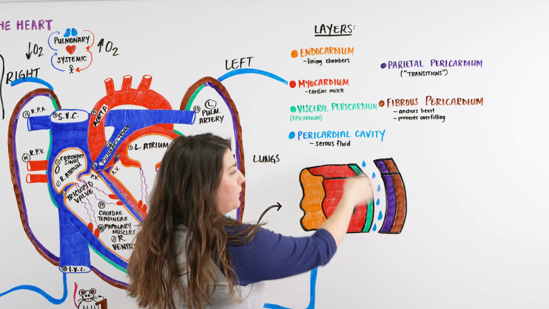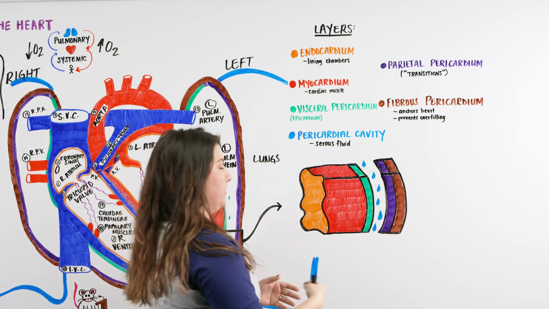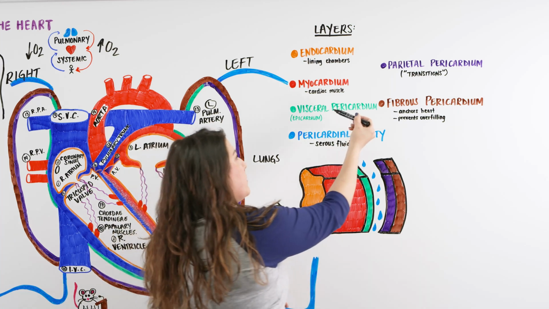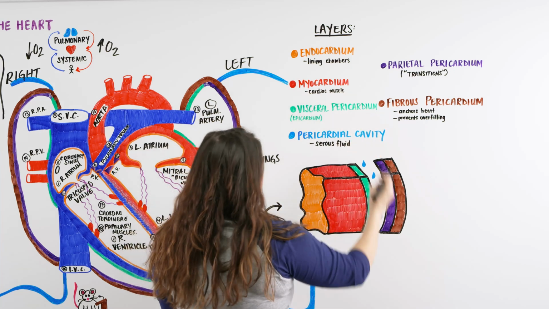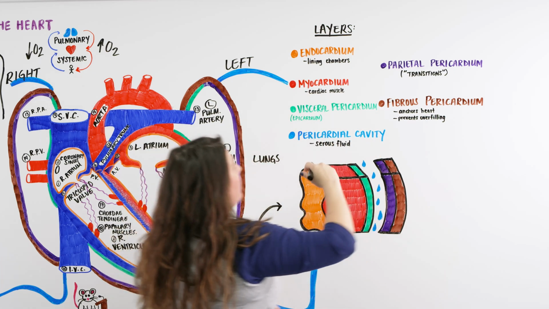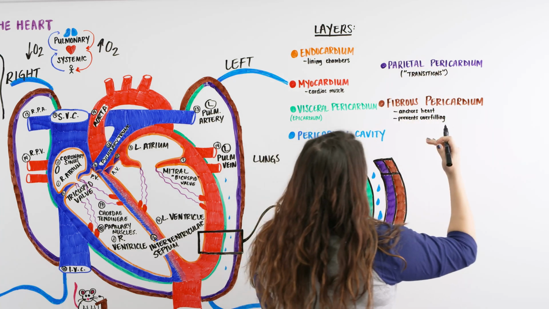When there's problems with the fluid or problems with any of these layers, that's when we can have other conditions or illnesses or disease processes. So visceral pericardium, that's touching our heart, the pericardial cavity that's got our fluid in it, and then we have our parietal pericardium, or the area that's touching the cavity, right?